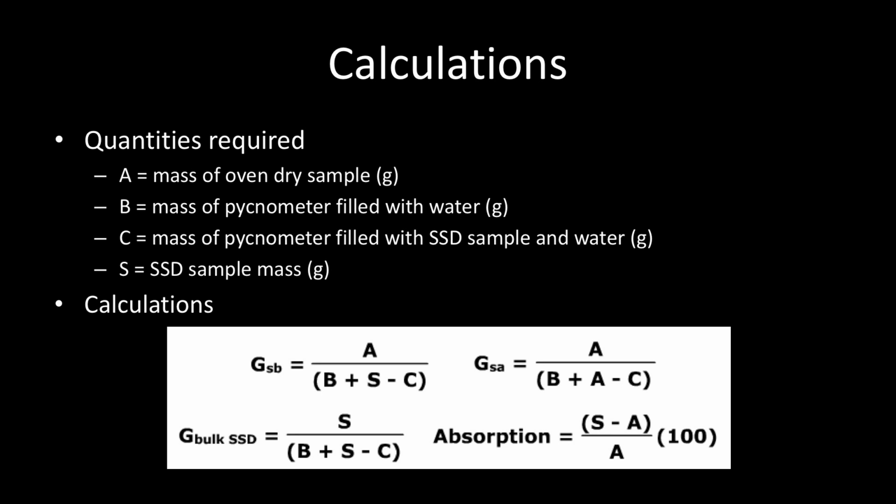The ratios given in the equations are then simply the ratio of the weight of a given volume of aggregate to the weight of an equal volume of water, which is specific gravity. Absorption is calculated as the difference between the SSD sample mass and the oven-dry sample mass divided by the oven-dry sample mass times 100%.